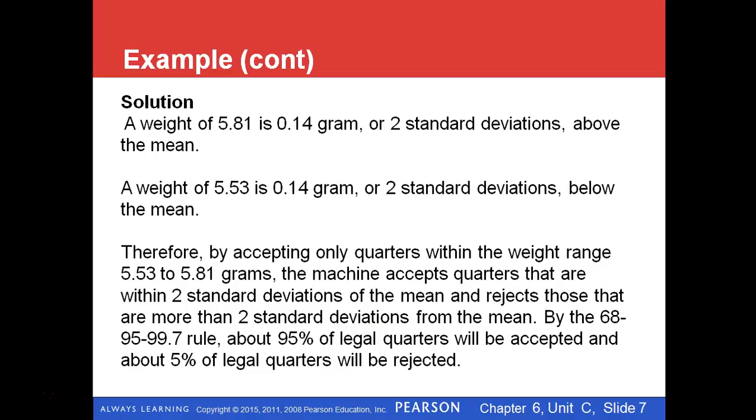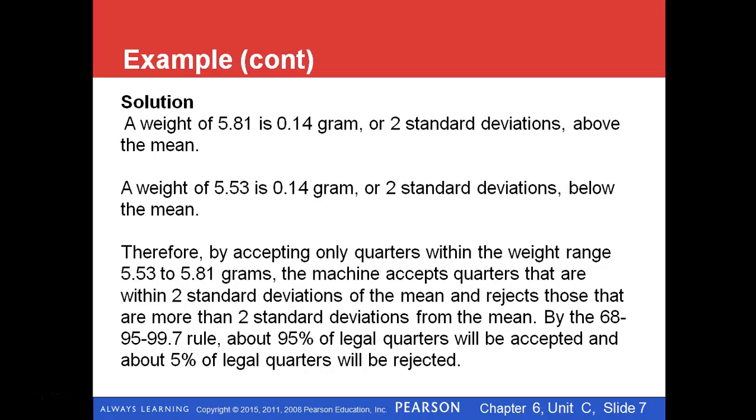So about 95% of the legal quarters will be accepted. If 95% will be accepted, this means about 5% of legal quarters will be rejected. There will still be a few quarters that don't fall within the preset weight range, even though they are legally created.